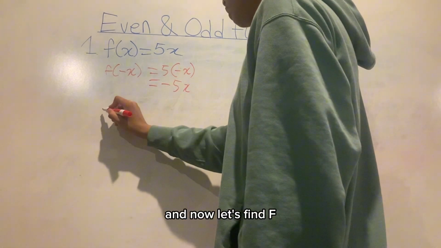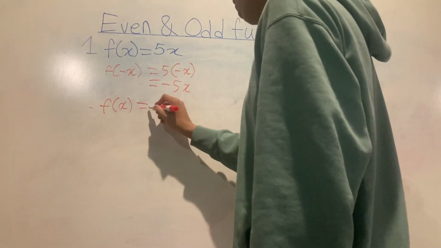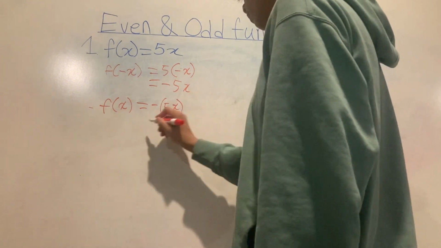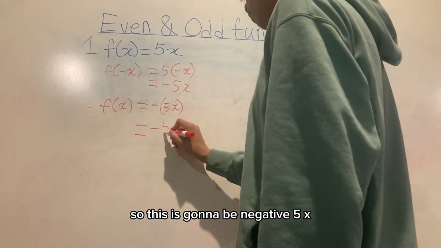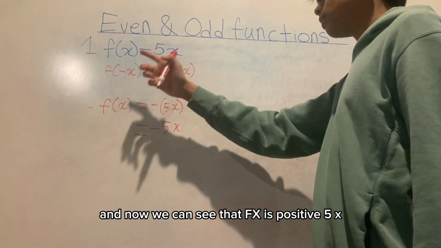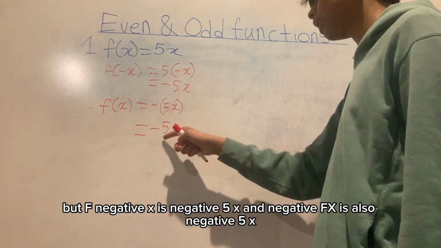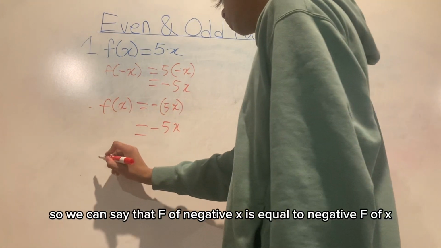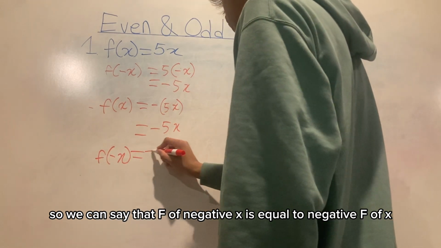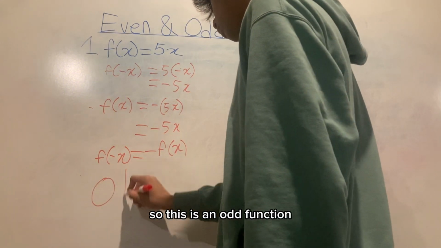And now let's find negative f of x, which is going to be negative of the entire function, negative 5x. So this is going to be negative 5x. And now we can see that f of x is positive 5x, but f of negative x is negative 5x, and negative f of x is also negative 5x. So we can say that f of negative x is equal to negative f of x. So this is an odd function.